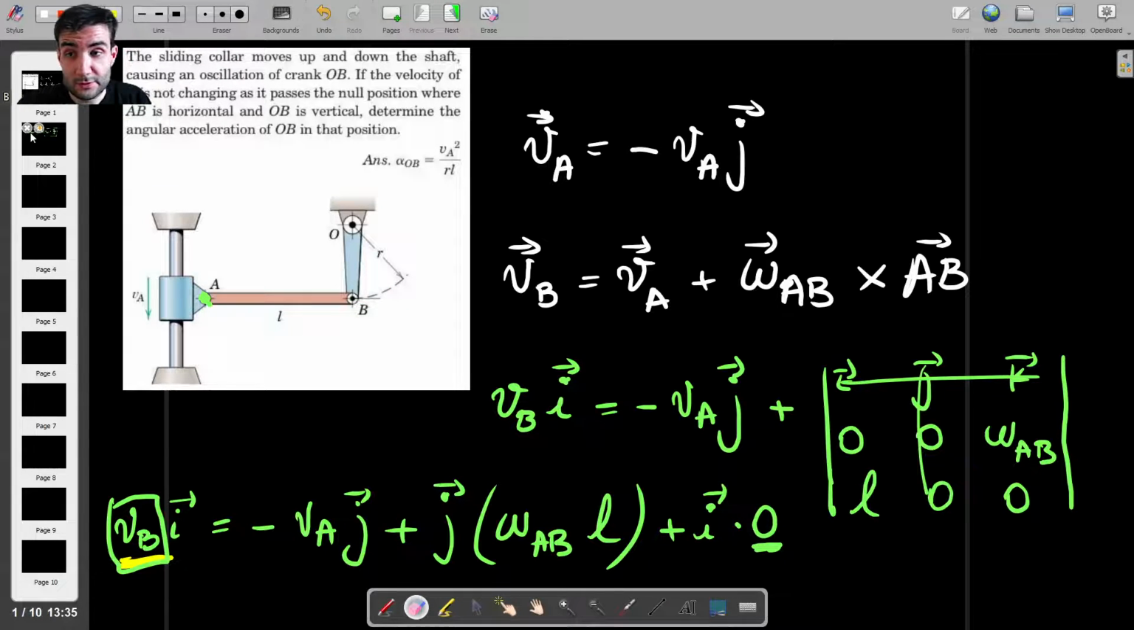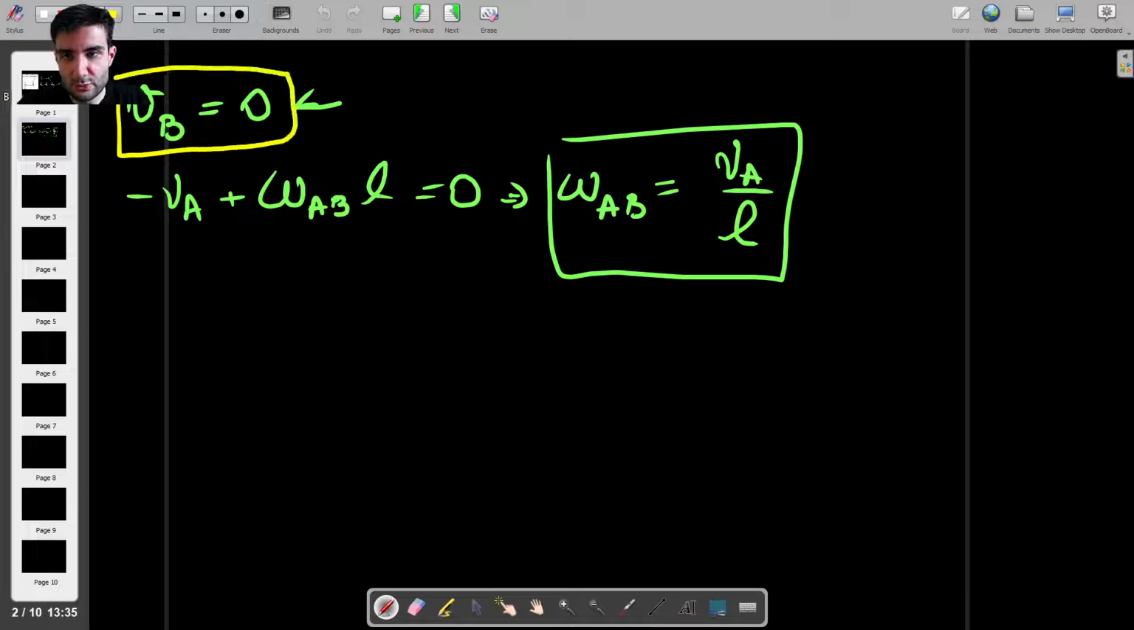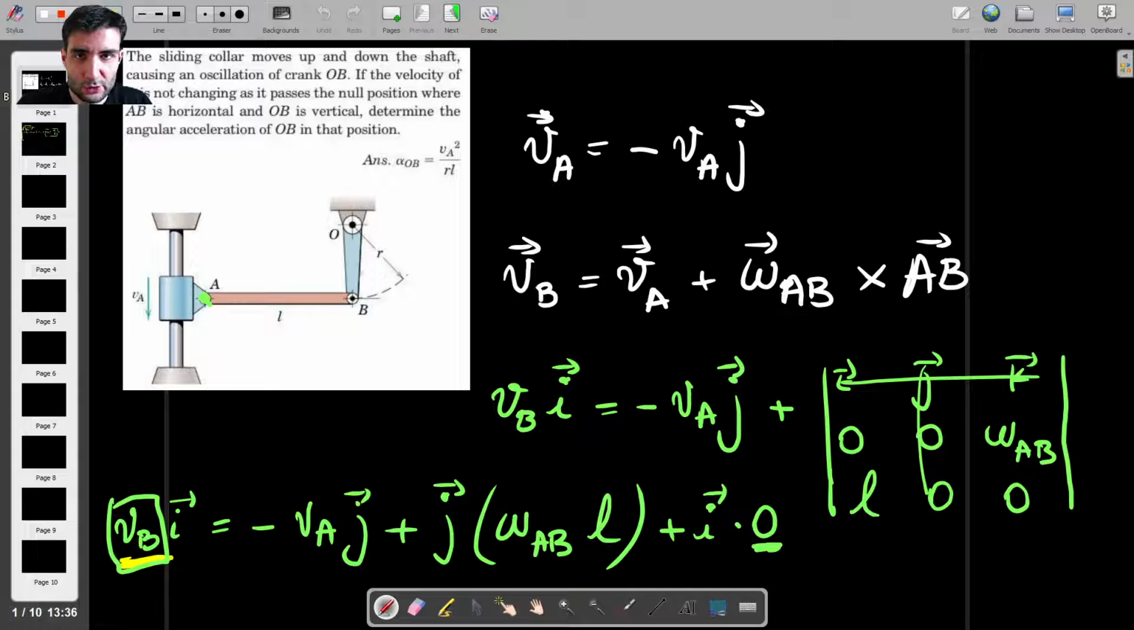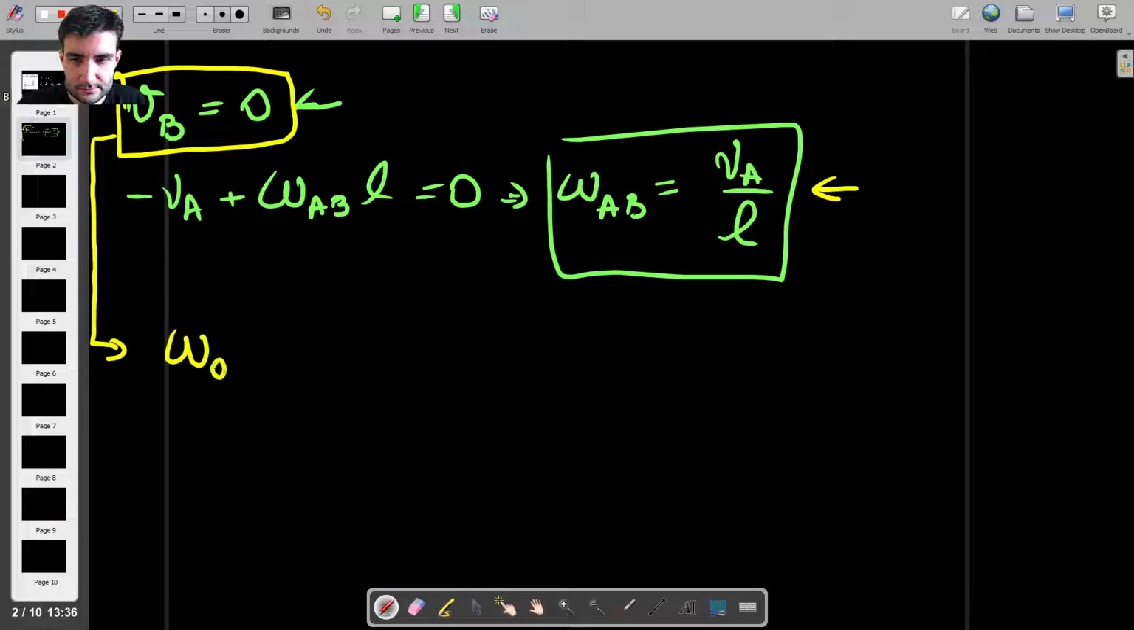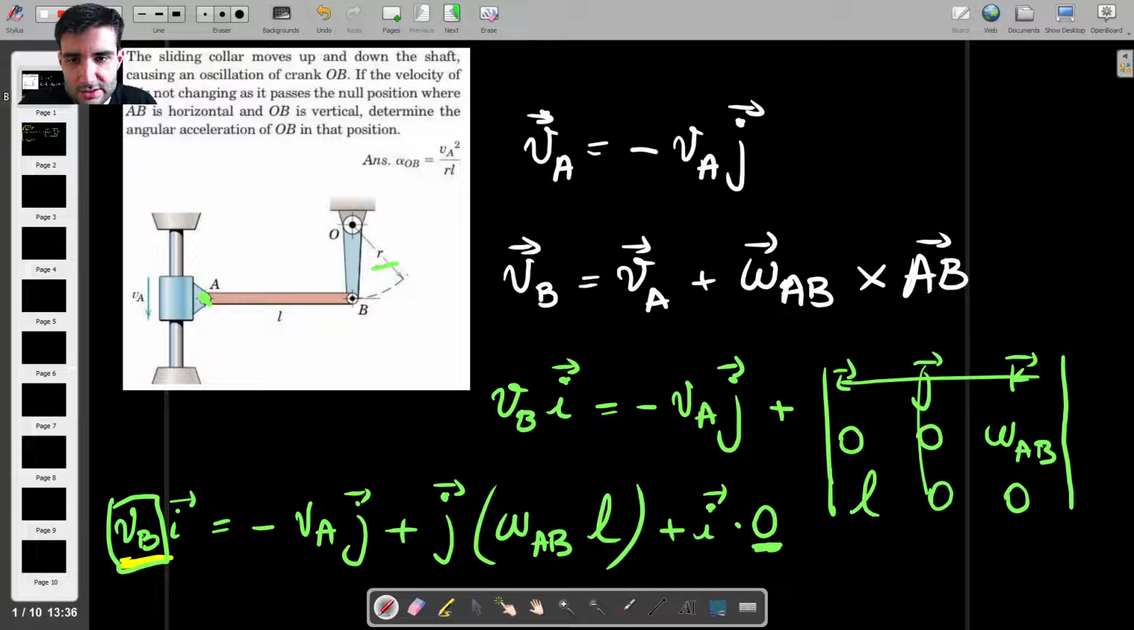So the fact that we got VB equals 0 makes all the sense in the world, right? And the other thing we got was that omega AB is VA over L. Now, another thing which comes up as a consequence of VB equals 0 is the fact that the angular velocity of OB is also equal to 0. So that's the angular velocity of this link right here. I'll call this omega OB.